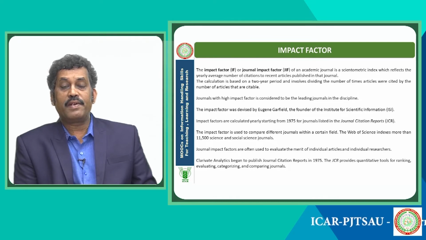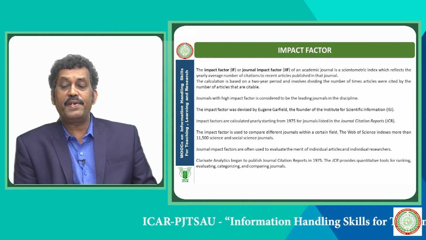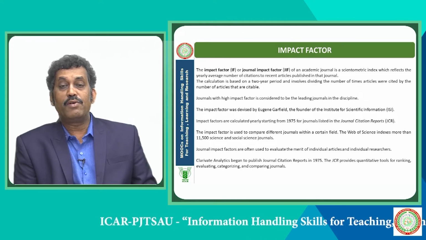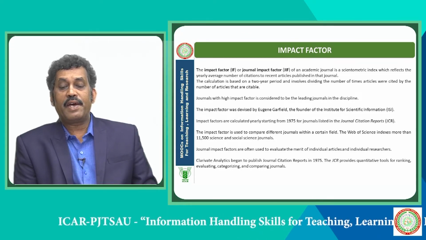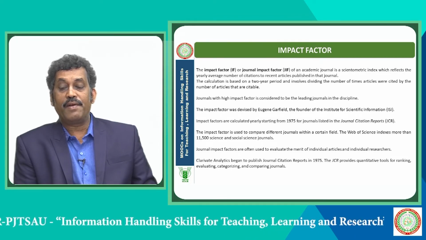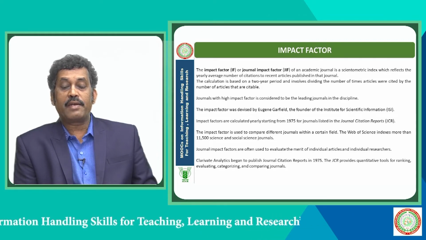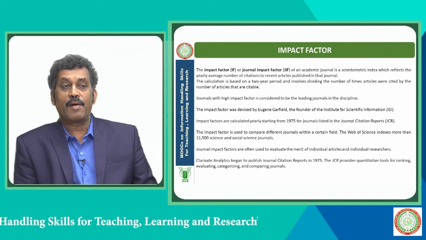The Web of Science indexes more than 11,500 science and social science journals. Journal impact factors are often used to evaluate the merit of individual articles and individual researchers. Clarivate Analytics began to publish Journal Citation Reports in 1975. The JCR provides quantitative tools for ranking, evaluating, categorizing and comparing journals.